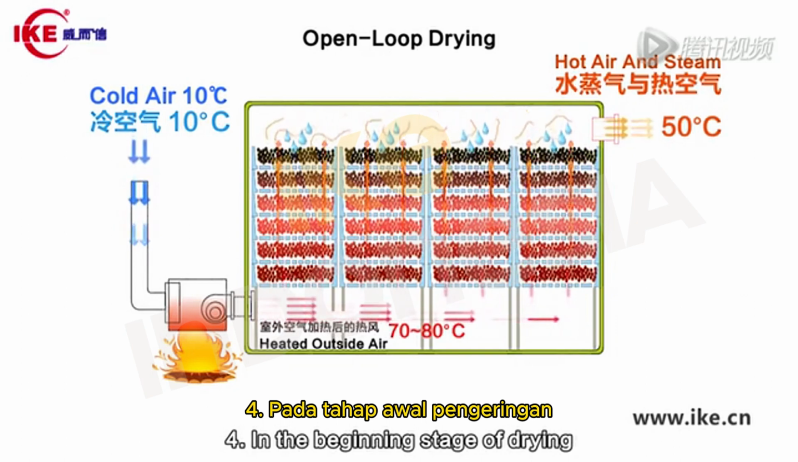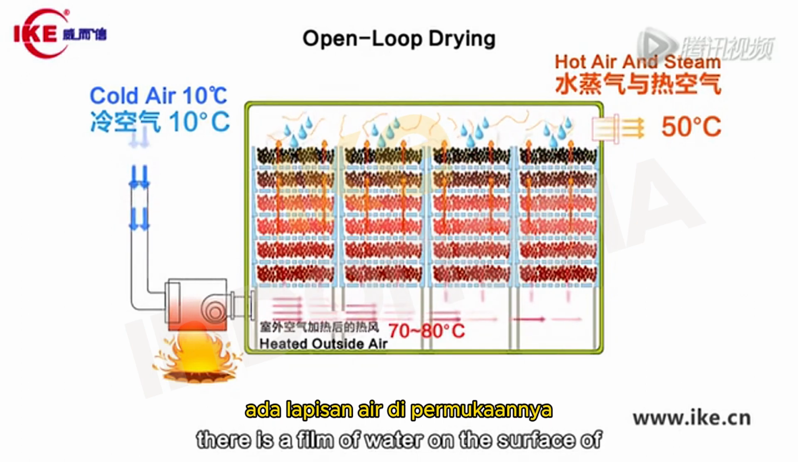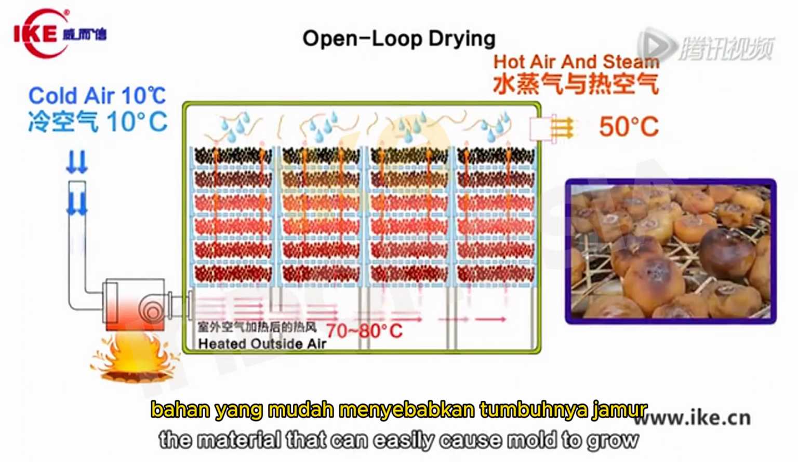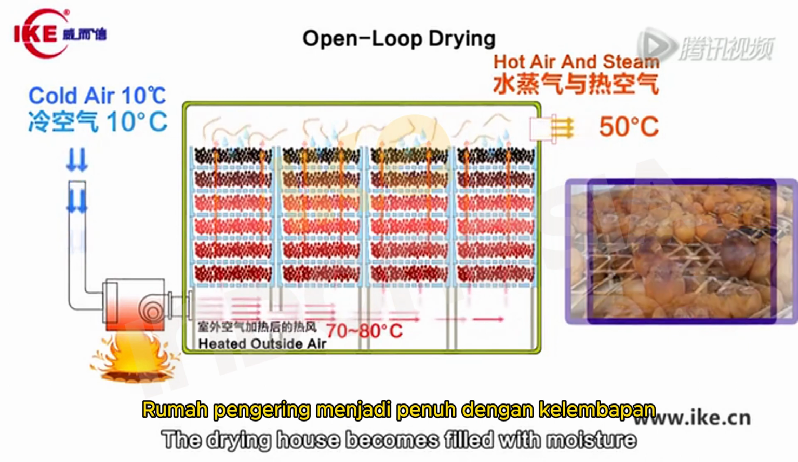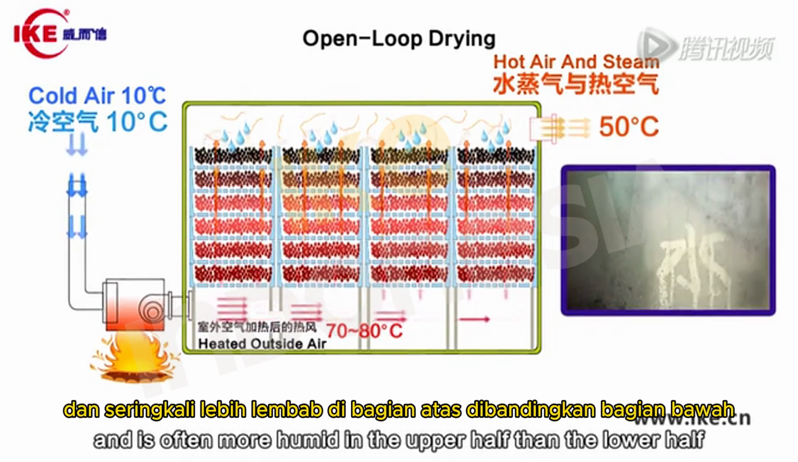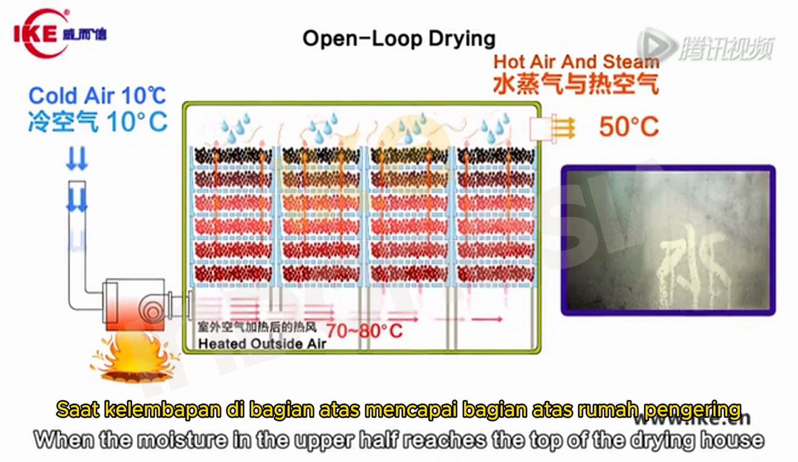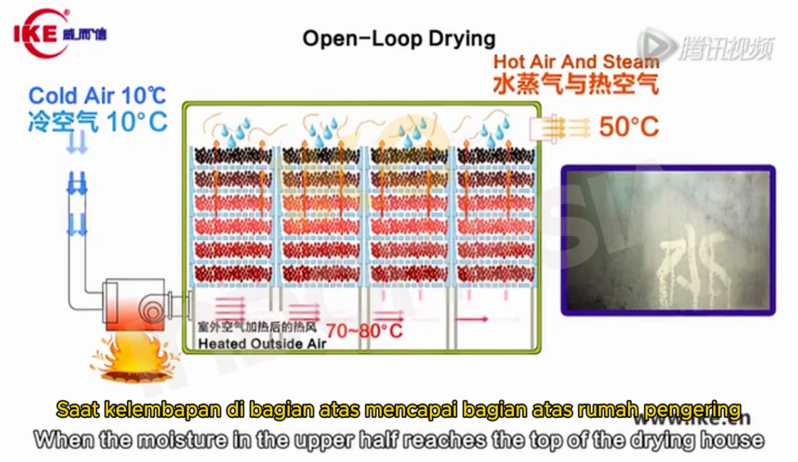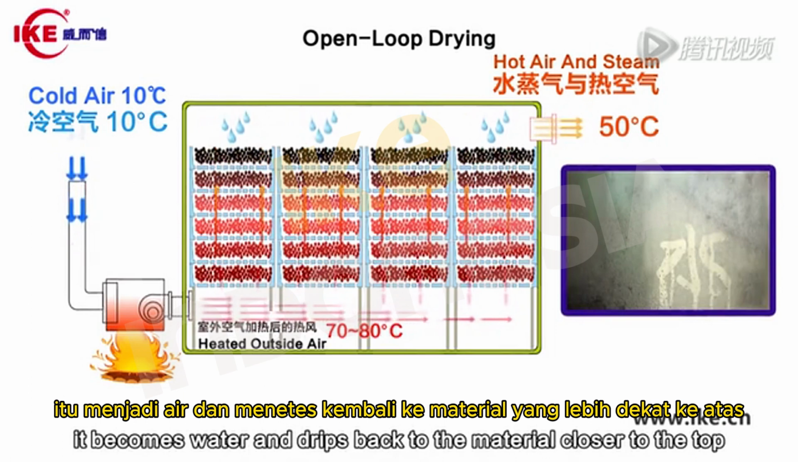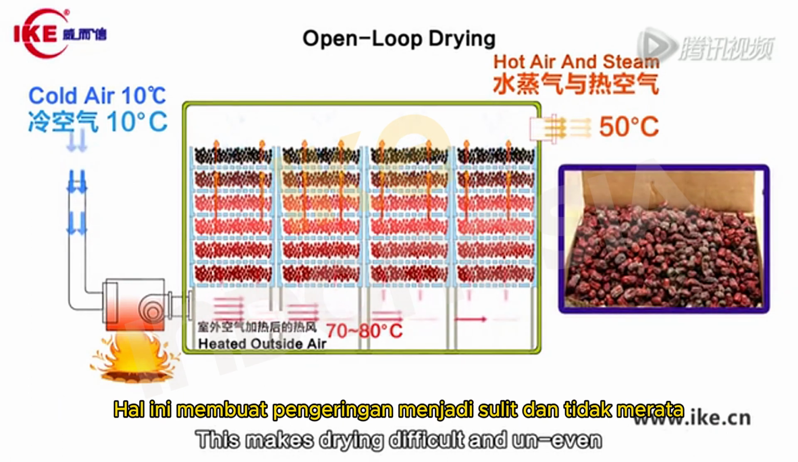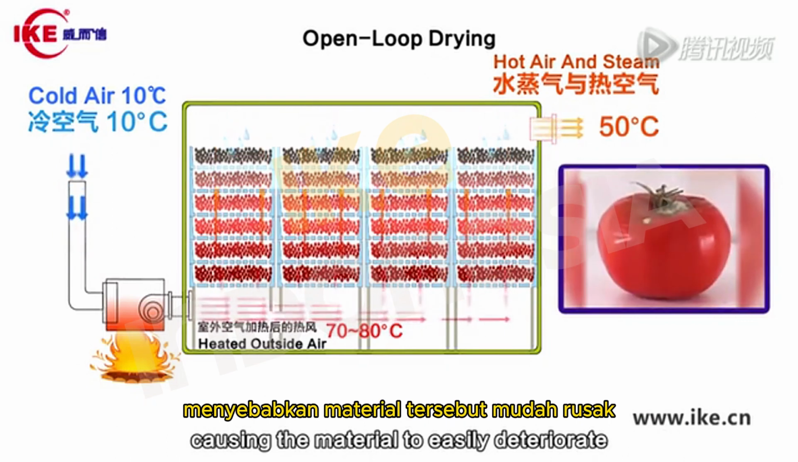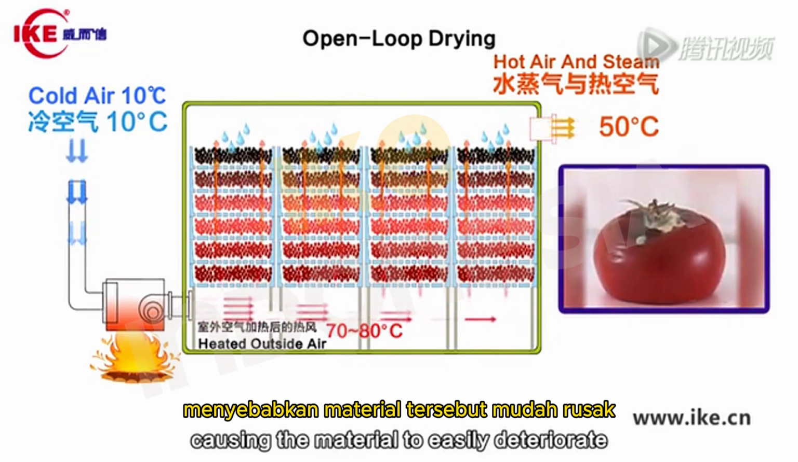Fourth, in the beginning stage of drying, there is a film of water on the surface of the material that can easily cause mold to grow, especially if the surface area is large. The drying house becomes filled with moisture, and is often more humid in the upper half than the lower half. When the moisture in the upper half reaches the top of the drying house, it becomes water and drips back to the material closer to the top. This makes drying difficult and uneven, causing the material to easily deteriorate.